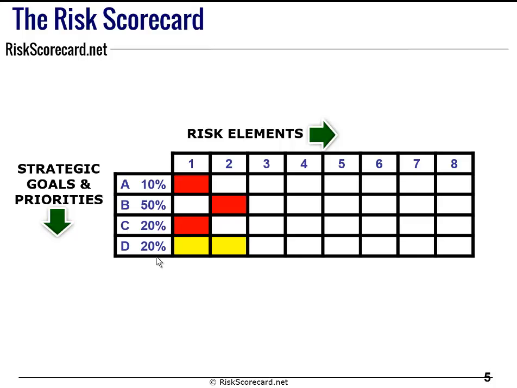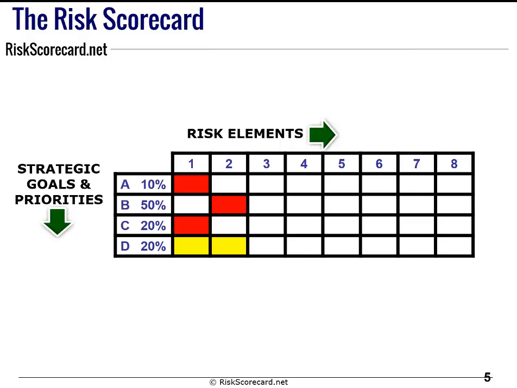We would now see that perhaps risk element 2 is a higher concern because although it only has 1 risk, it's associated with a strategic objective that constitutes 50% of our priorities for this year. Compare that to risk 1, which has 2 risks, but even additively, it's 20% plus 10, so 30 at the risk tolerance level, and then also 20 within the risk appetite. So the idea here is it's necessary that we evaluate the risks in light of the strategy.